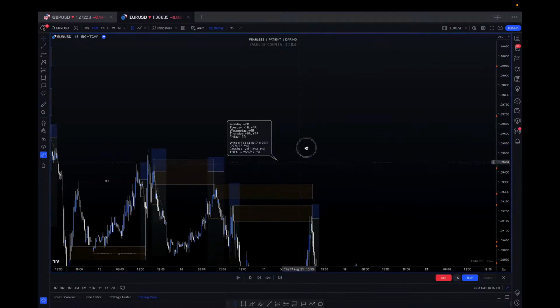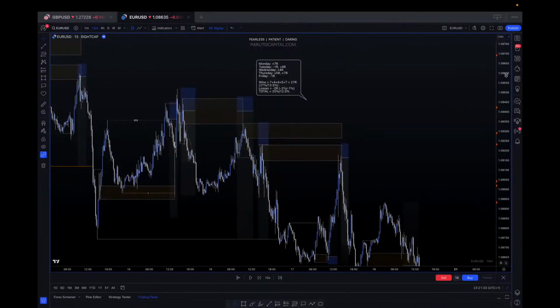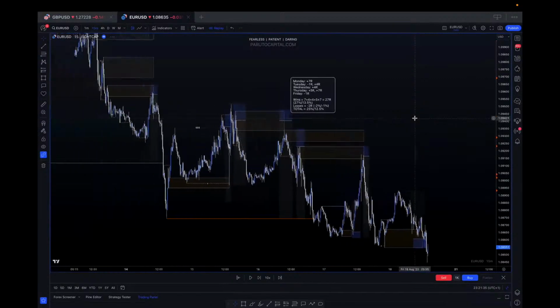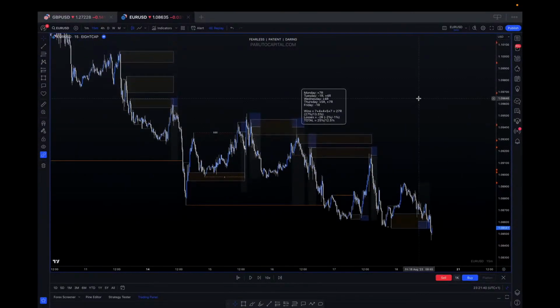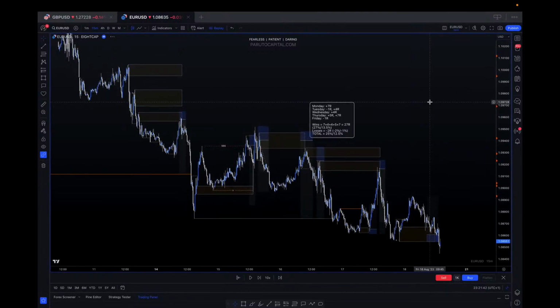Okay, so this is the roundup for the entire week, and you can see for every single trade there was a logic to the trade. There was no guesswork, there was no hoping, there was no assumption. It was simply following a mechanical strategy.